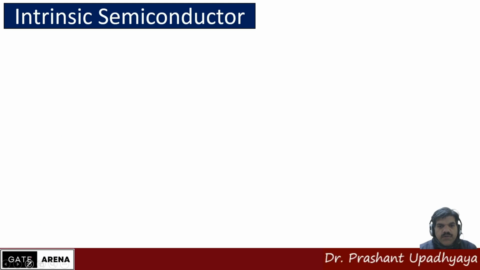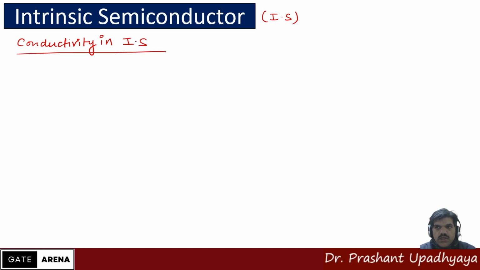Now, in this lecture, we are going to talk about the conductivity in the intrinsic semiconductor. When we are talking about the conductivity in the semiconductor, we have already seen that the conductivity is present due to the holes and the electrons in a semiconductor. So, we can write that in an intrinsic semiconductor, I will be using a Greek letter sigma. So, I will be writing a sigma I.